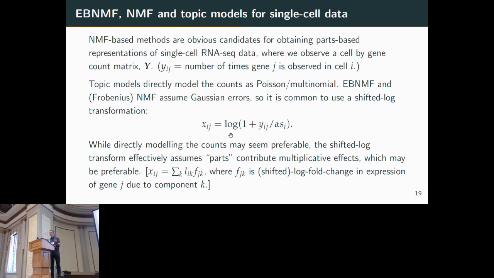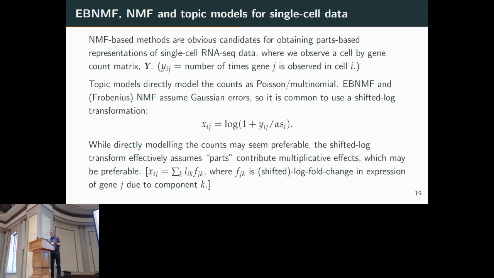This is a commonly used transformation in single cell data. It's a shifted log transformation. This is a normalized version of the count, and because this normalized version can be 0, you can't take a log of it, but you want to take a log of it. So what do you do? Well, you add something to it before taking the log. So this is a shifted log transformation that's commonly used in single cell data. And so an alternative to doing the topic modeling, which models the counts directly, is to do a transformation and then use, say, a Frobenius norm NMF or empirical Bayes matrix factorization on these transformed counts.